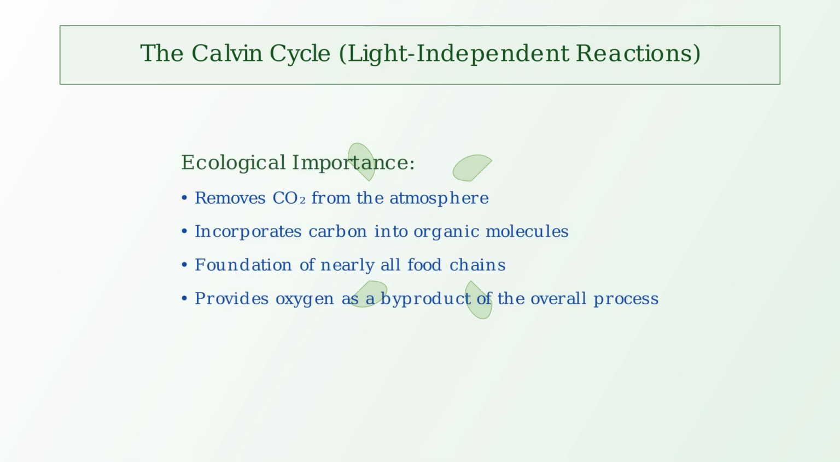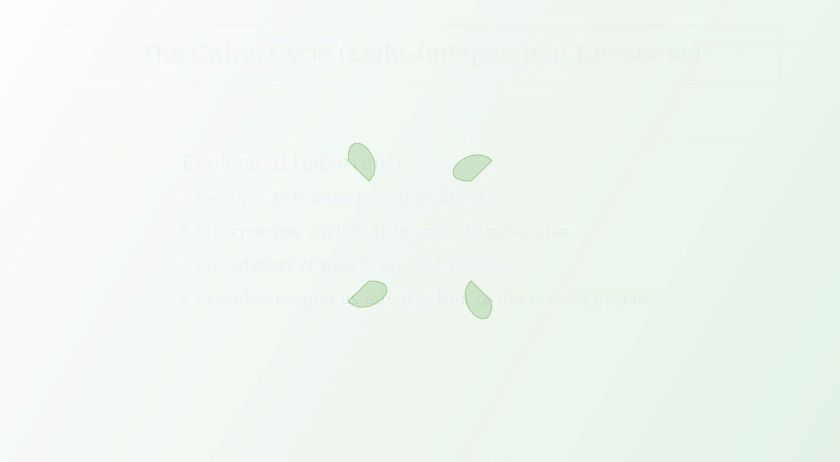The Calvin cycle plays a crucial ecological role. It removes carbon dioxide from the atmosphere and incorporates it into organic molecules, a process known as carbon fixation. This process is the foundation of nearly all food chains and provides oxygen as a byproduct of the overall photosynthetic process. Understanding the Calvin cycle helps us appreciate how plants convert carbon dioxide into the sugars that sustain life on Earth.